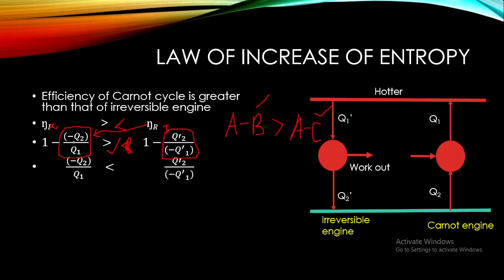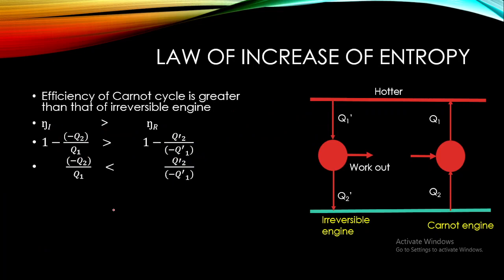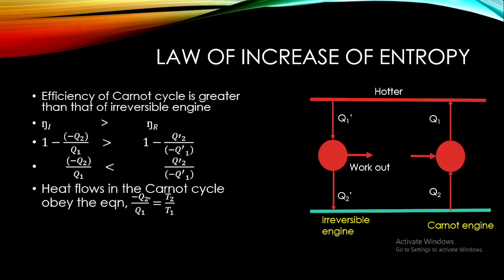So the B value is minus Q2 by Q1, and the C value is Q2 prime by minus Q1 prime. Hope that is clear for you. So you have the heat flow in the Carnot cycle. We have already obtained that the ratio of heat flow will be the same as the ratio of the temperatures. So minus Q2 by Q1 is equal to T2 by T1, where T2 is the temperature of the cold reservoir and T1 is the temperature of the hot reservoir.